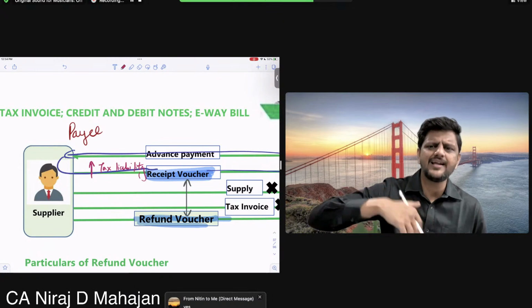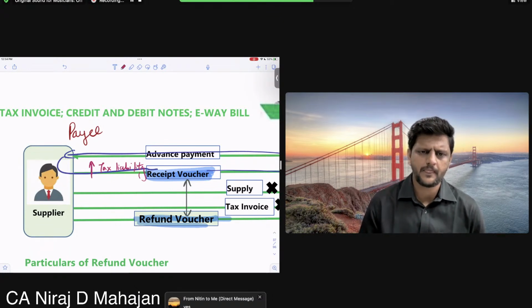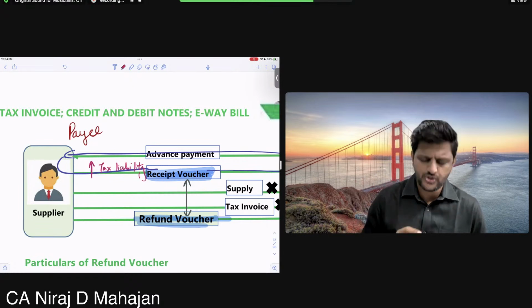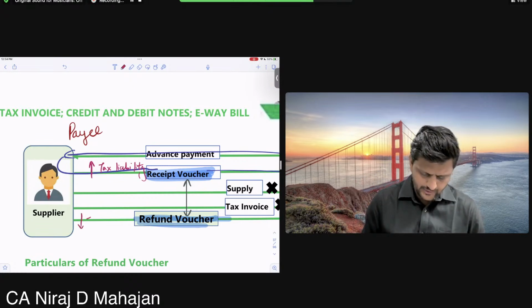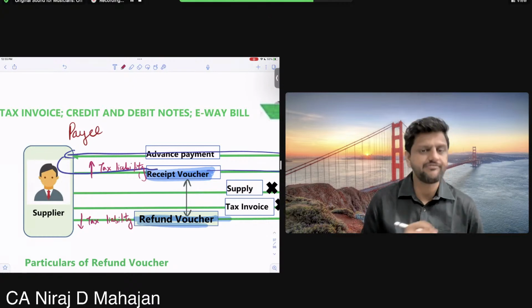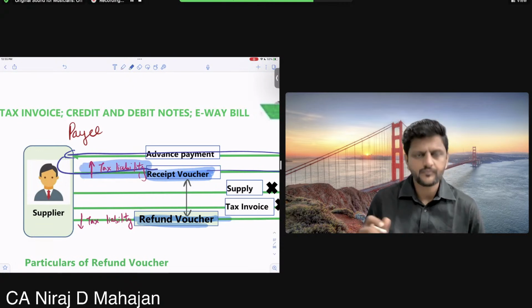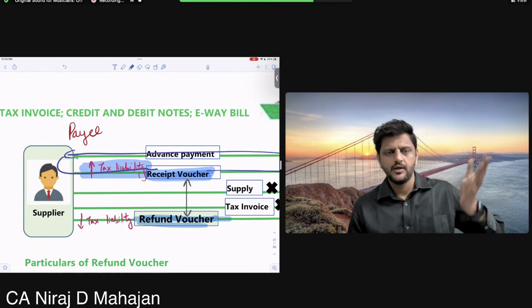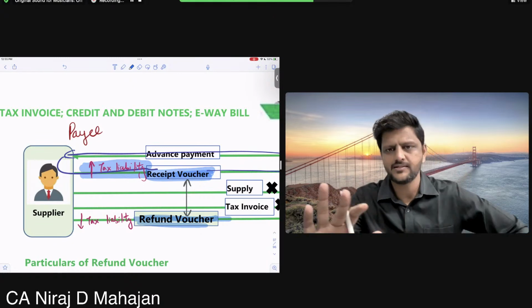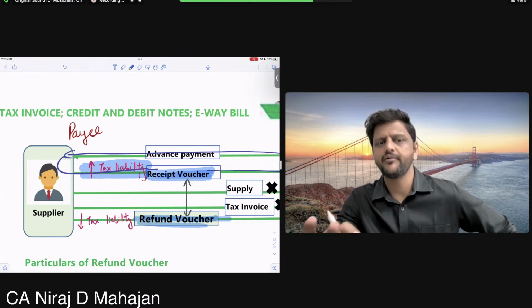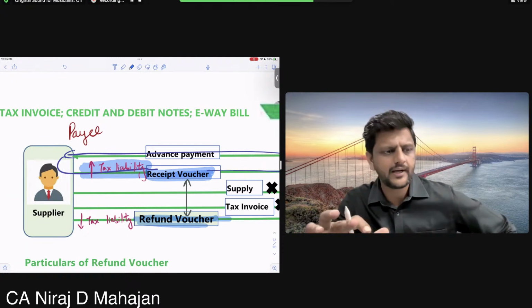So refund voucher is exactly opposite of receipt voucher. So when I issue a refund voucher, my tax liability will decrease. Basically, refund voucher will cancel out. Now cancel out means what? Whatever tax I had paid already or was liable for will now be cancelled. I am no more liable to pay that tax amount, or even if I have paid that amount, I'll get back the refund.